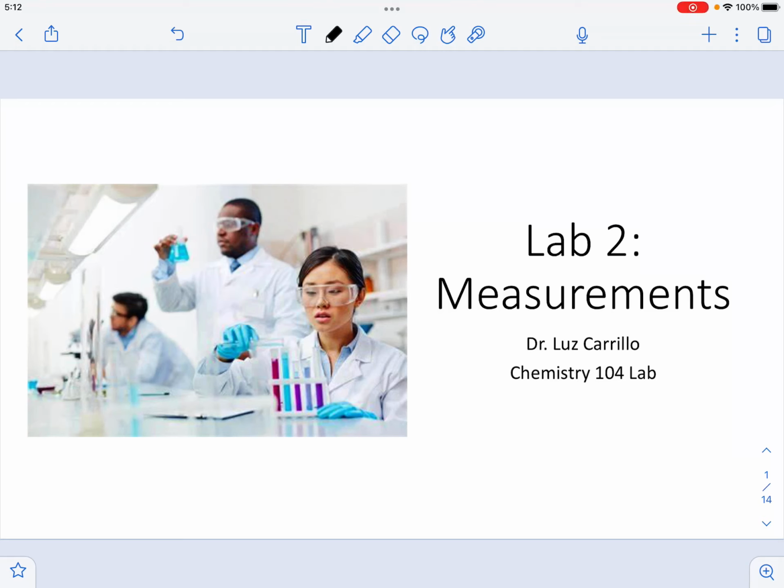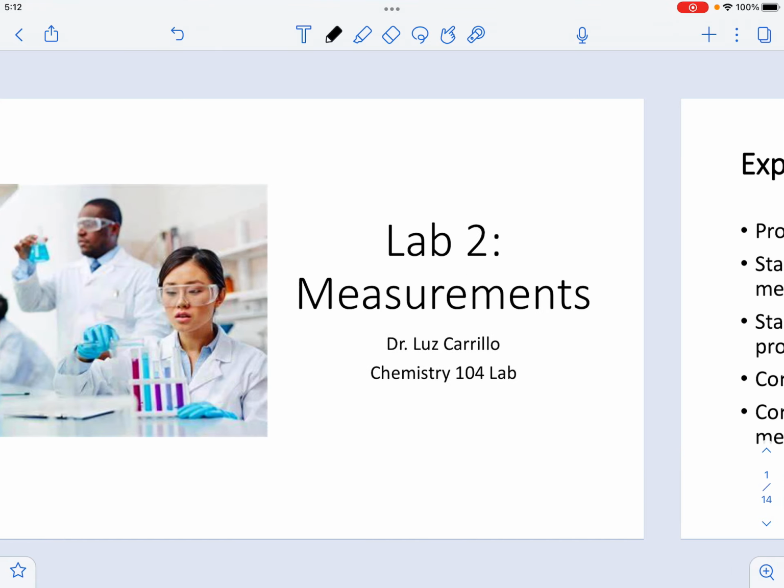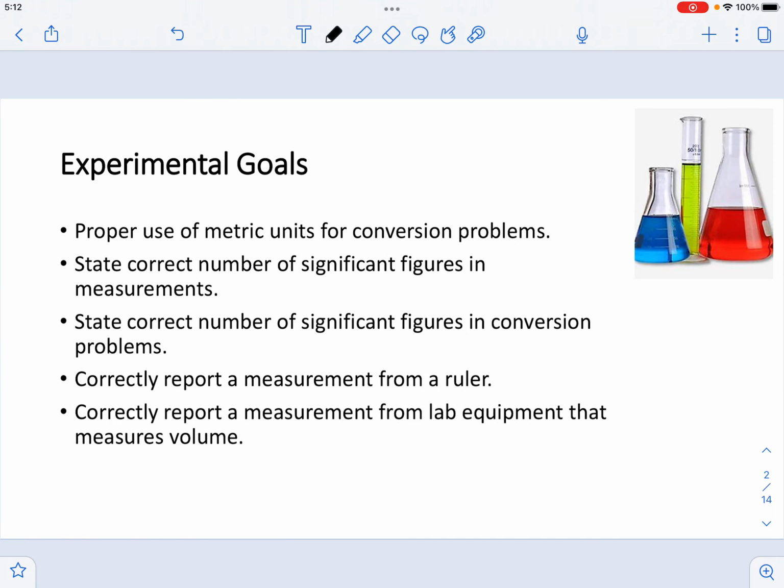In this video, we are going over the background for Lab 2, which is titled Measurements. Let's first state what the experimental goals are for the following lab. Students that perform this lab will properly learn how to use metric units for conversion problems.